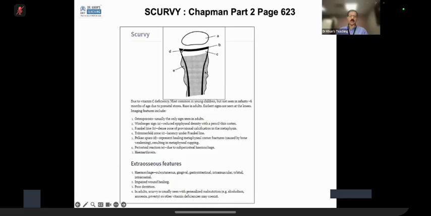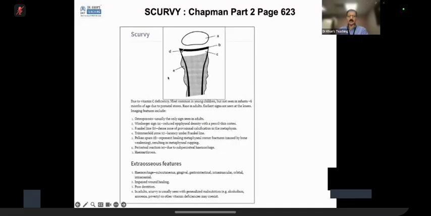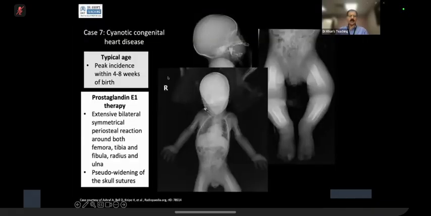What happens in scurvy is that sometimes, not in all cases, please remember, not in all cases, there can be hemorrhage under the periosteum, which causes this periosteal reaction. Key point to remember, it cannot happen under 6 months of age, because the child has got enough vitamin C through the mother. Then we go to prostaglandin E1 therapy. Case from Radiopaedia.